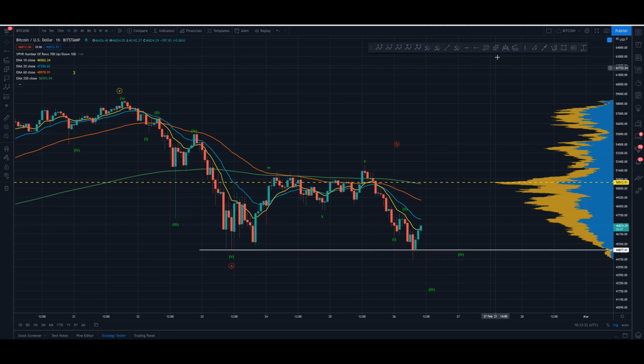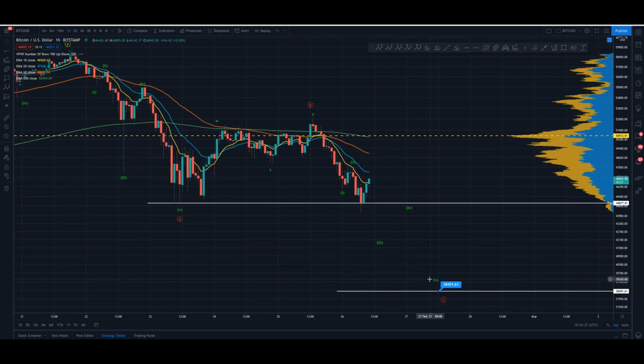3 wave move here. Alright. W, and then X, then Y. Double combination into a B. Now 5 waves down into a C.